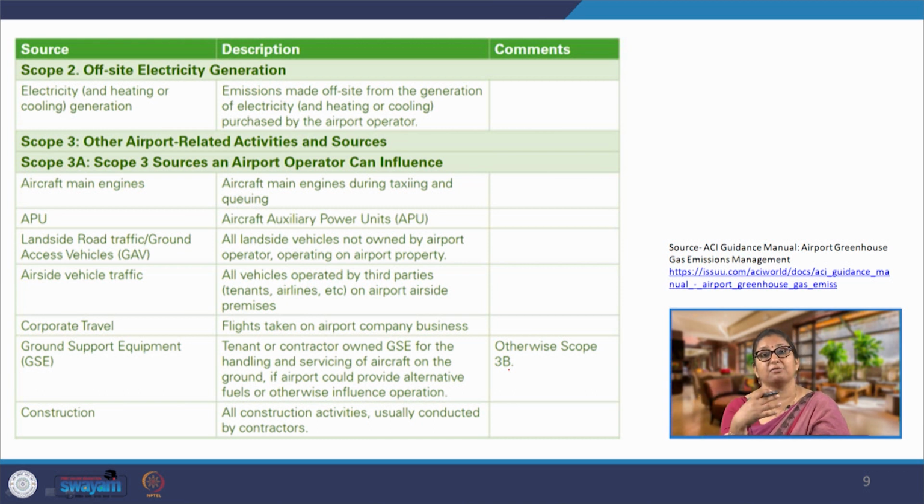For example, we have escalators, we have travelators. So, all these are going to consume electricity.